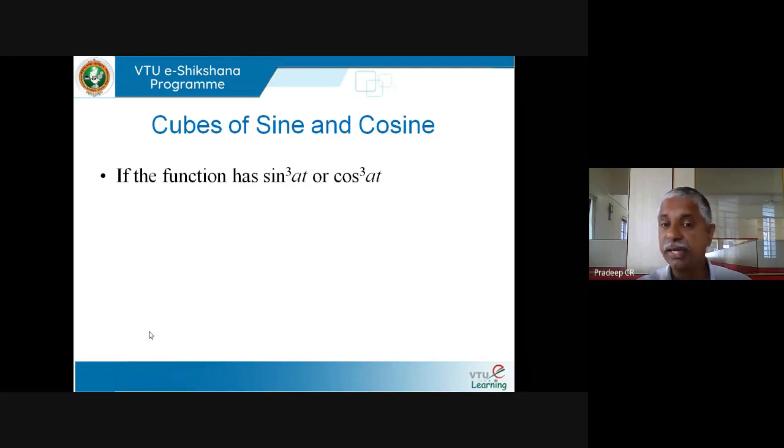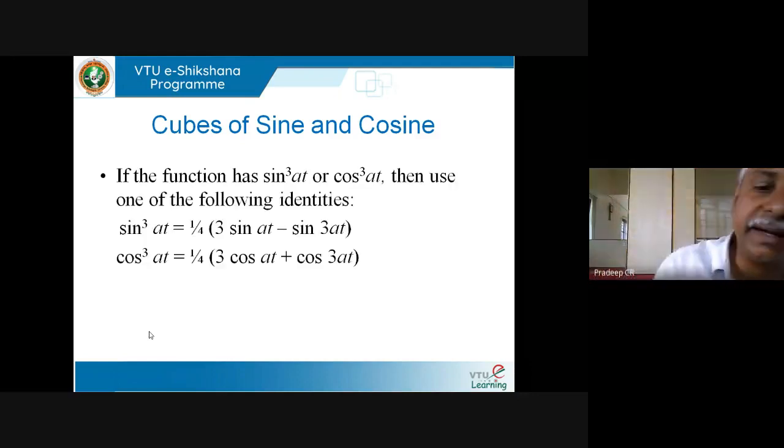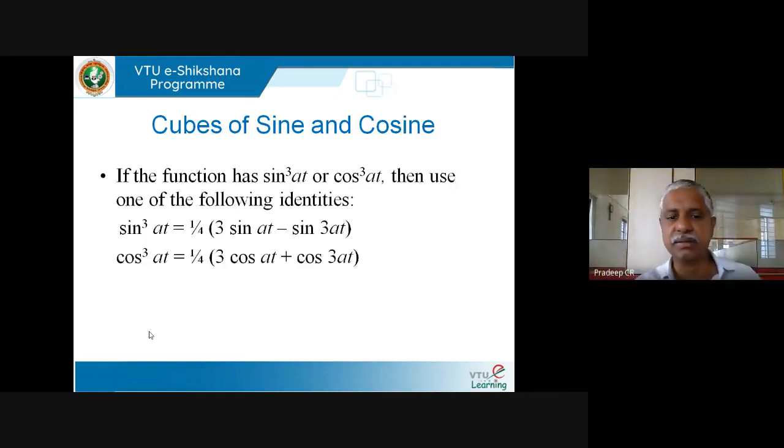So how would you do this? Again, differentiation is easy. How do you integrate this? How do you integrate sine cube at? Basically, you would use this identity. Sine 3t is some formula, right? So that's the formula I have used here. Sine 3t would be 3 sine t minus 4 sine cube t. So I have used that in reverse. Sine cube at is 1 by 4 of (3 sine at minus sine 3at).